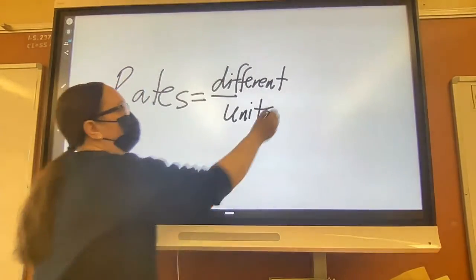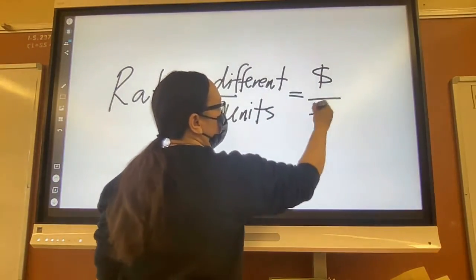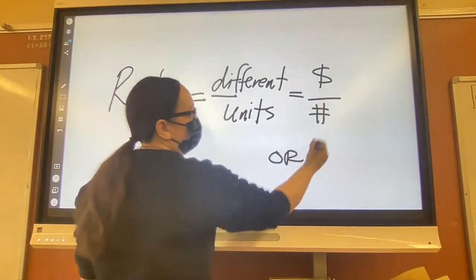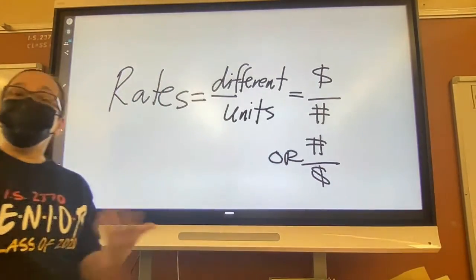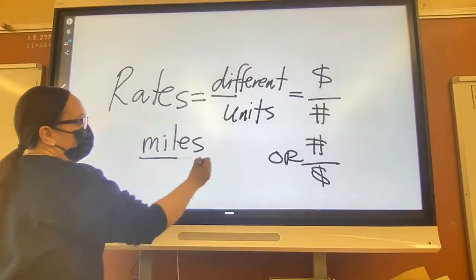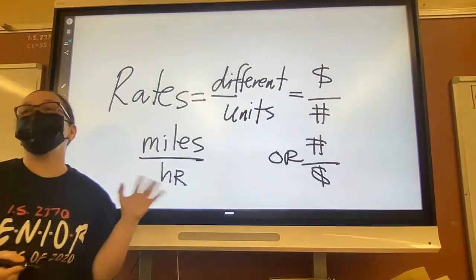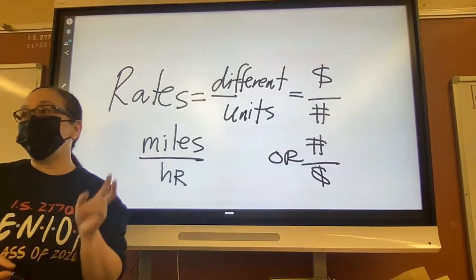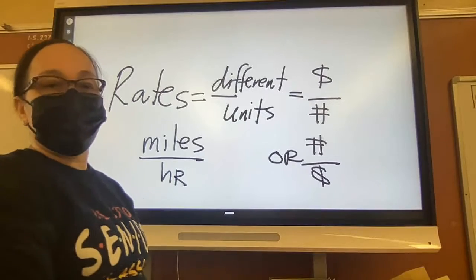So let's say we have money and number of items, or number of items and money. Or we also have, for example, miles an hour. You know that that's distance and that's time. So two different units that we're comparing.